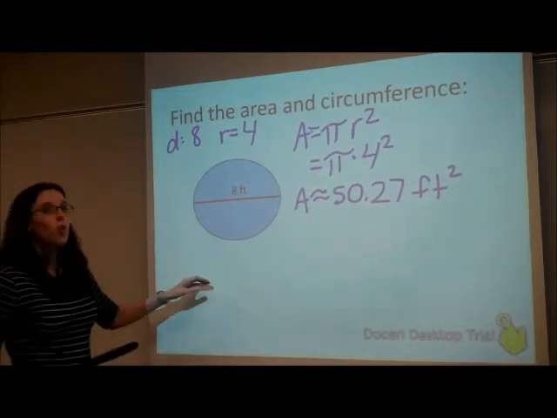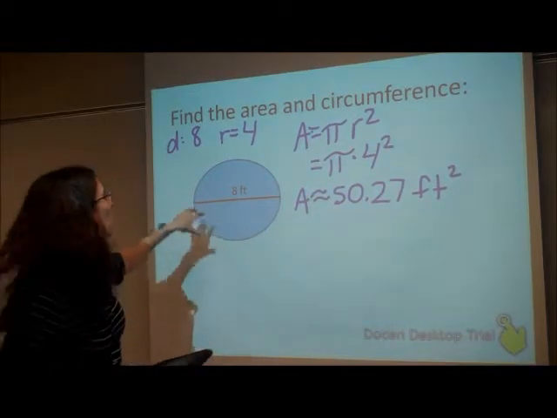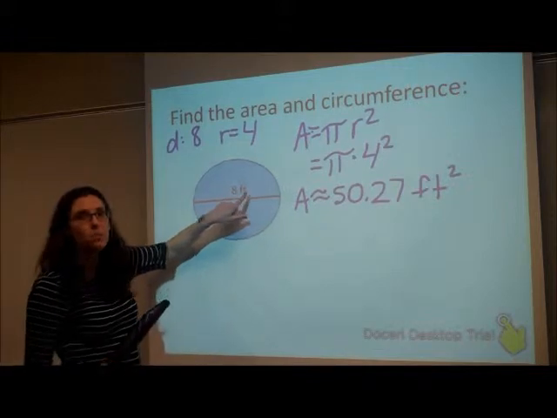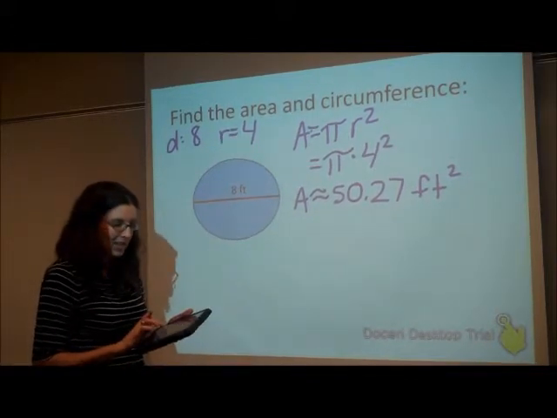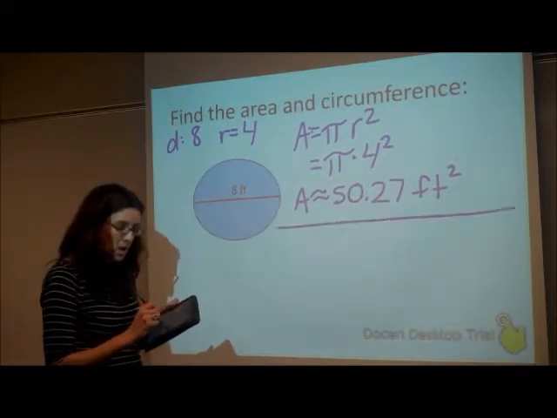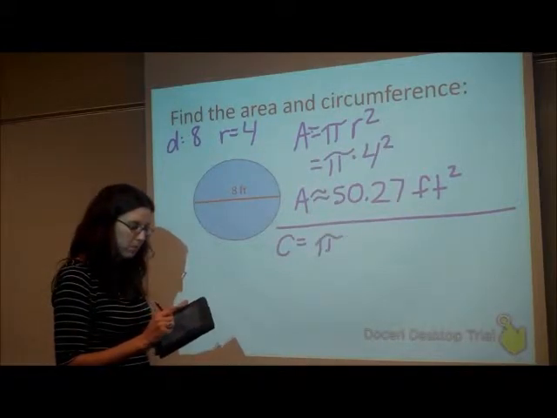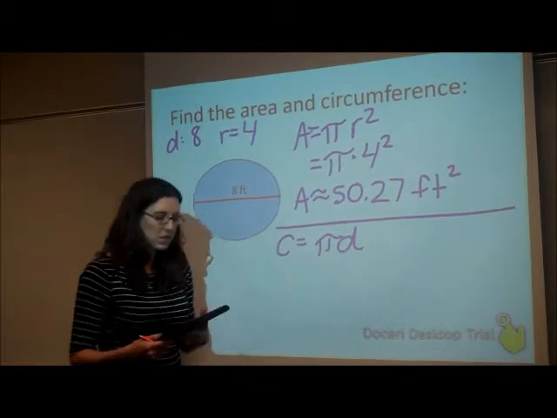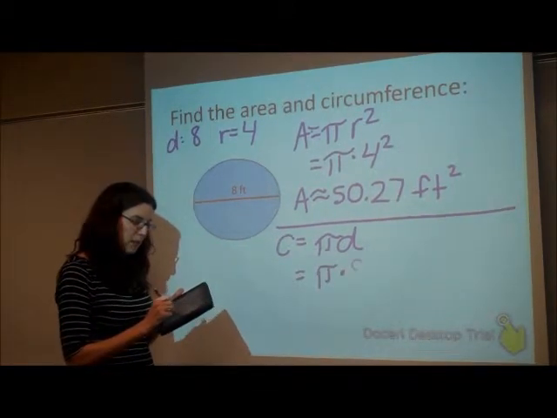Now, for my circumference, there are 2 different ways to do this. I could use pi times diameter, okay, and use the 8, or I could use the 2 pi r and use my 4. Since I was given the 8, I was given my diameter, I'm going to use that formula. Okay, so I'm going to use circumference equals pi times diameter. So it's going to be pi times 8.